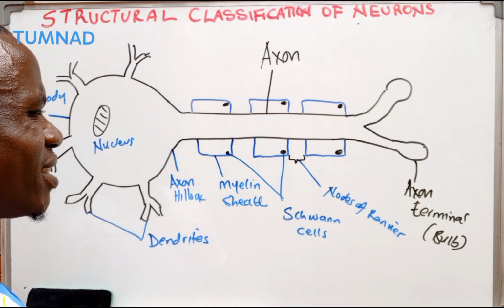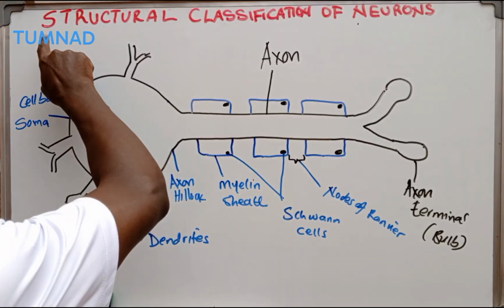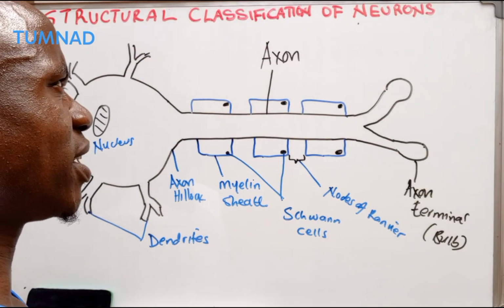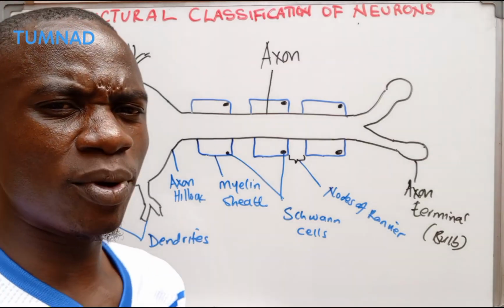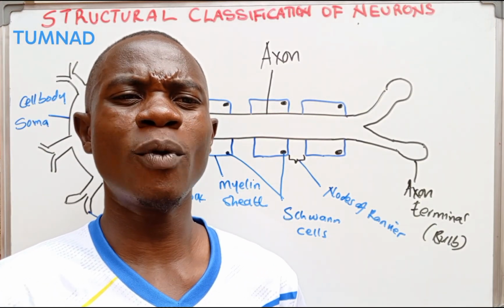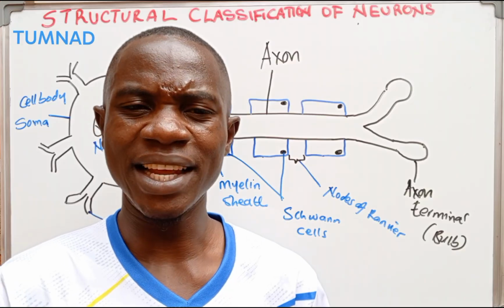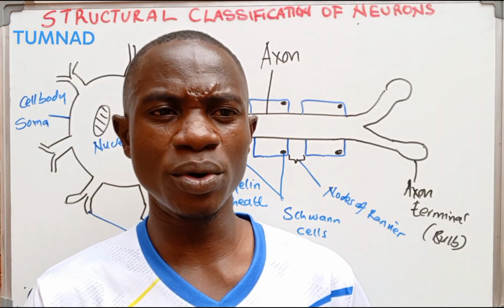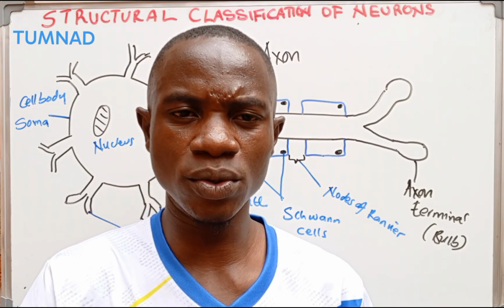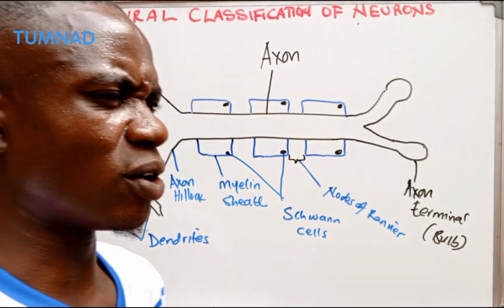Having looked at that, let's have a very quick recap of what we have just said. We have just covered the structural classification of the neurons. We said that we have the multipolar neurons, which are going to be having more than 3 dendritic extensions from the cell body, and they constitute the majority of neurons. We have the motor neurons, which are part of the multipolar neurons.